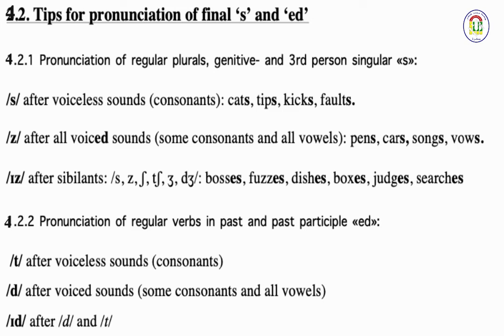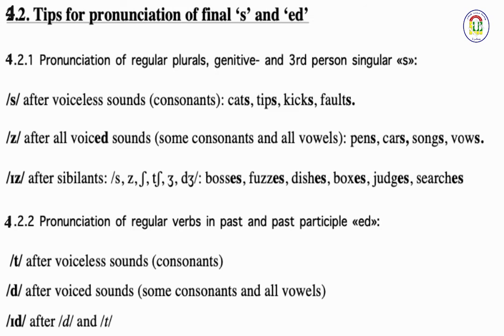It is pronounced as iz after sibilants. Sibilants are the consonants that are produced with the tip and blade of the tongue, like in s, z, sh, ch, j, and zh. In all these six consonants, we pronounce the final s as iz, like in bosses, fuzzes, dishes, boxes, judges, searches. The pronunciation of regular verbs in the past and past participle when we add ed.